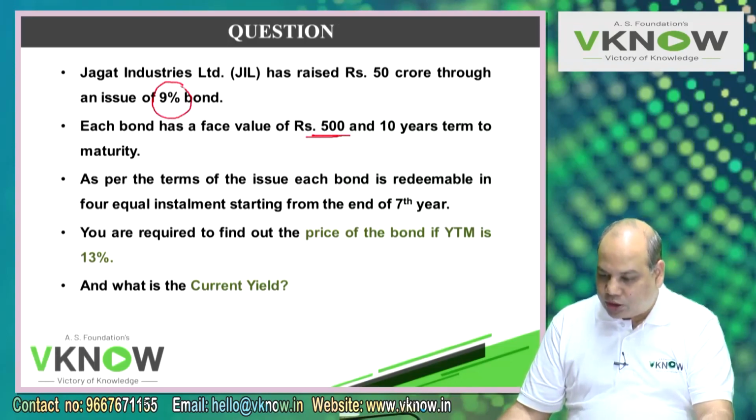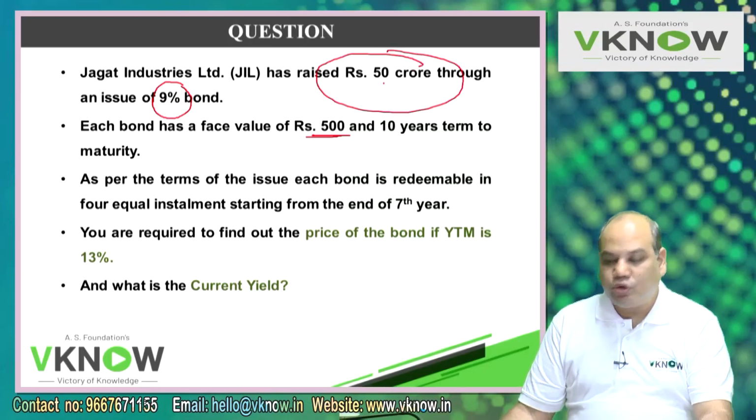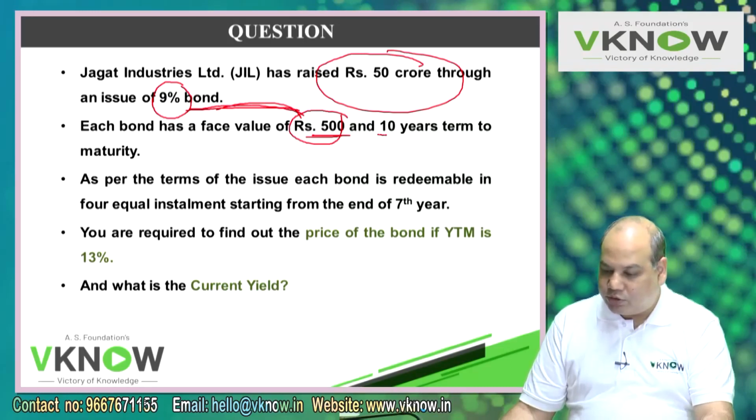So you can do the calculation either for all the 50 crore rupees, or you can do the calculation only for this 500 rupees. So we will take one bond and accordingly solve. So in the first year the interest will be 9% of 500, that is 45, and this bond has a 10-year term to maturity. So again it is going to take some time.